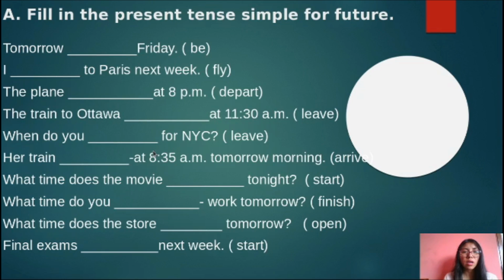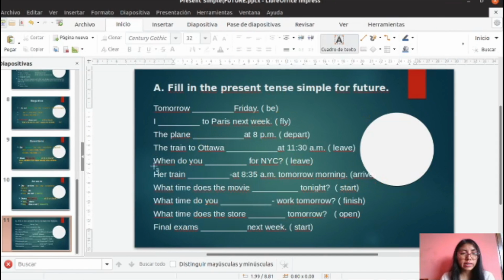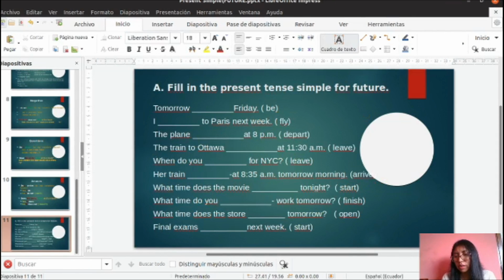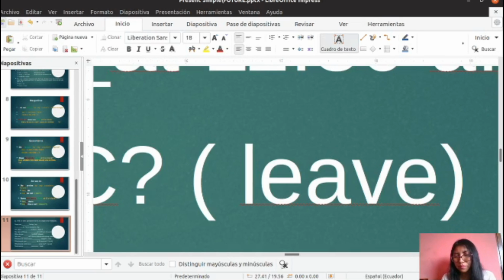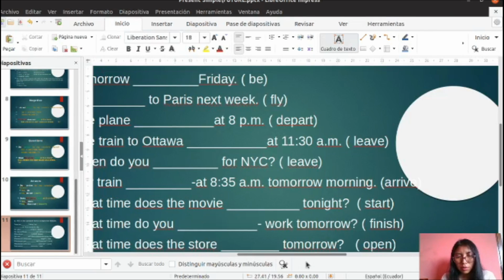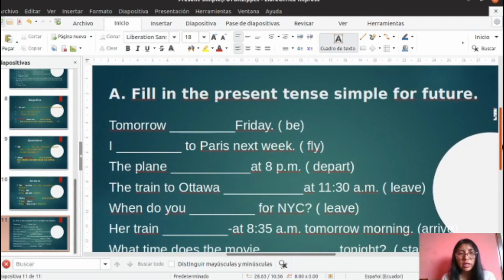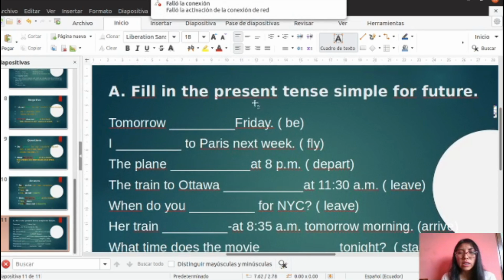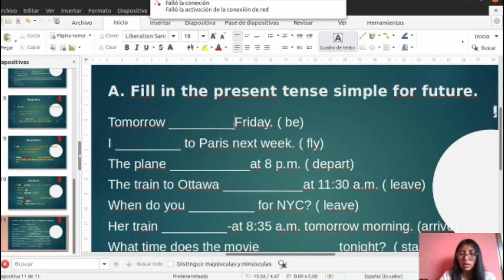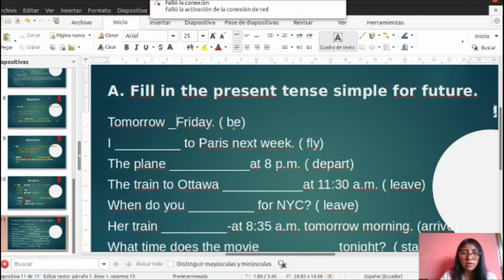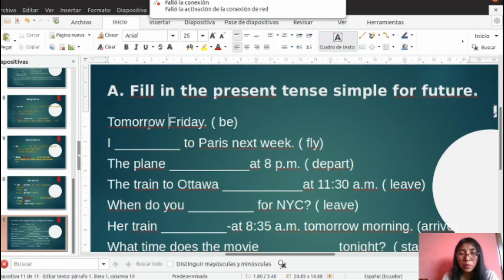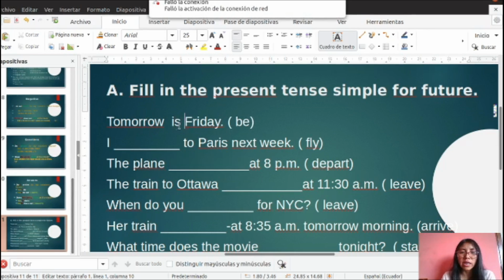Okay, we are going to do some exercises in order to practice. Okay, so pay attention in that part. I'm going to start with the first. Okay, so please pay attention here. It says fill in the present simple for future. Okay, so we are going to use that. In this case I have the verb be, so I am going to conjugate it. Tomorrow is Friday. Okay, I am speaking about a future event.